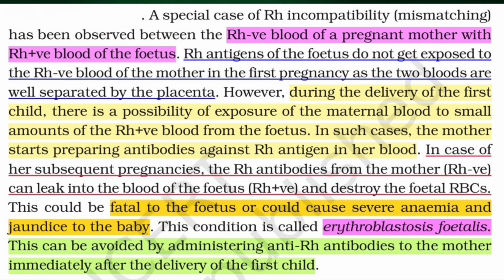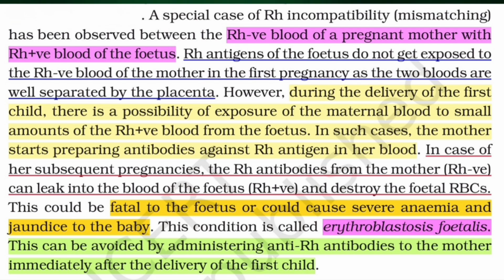A special case of Rh incompatibility, mismatching, has been observed between the Rh negative blood of a pregnant mother with Rh positive blood of the fetus. Rh antigens of the fetus do not get exposed to the Rh negative blood of the mother in the first pregnancy, as the two bloods are well separated by the placenta. However, during the delivery of the first child, there is a possibility of exposure of the maternal blood to small amounts of the Rh-positive blood from the fetus.